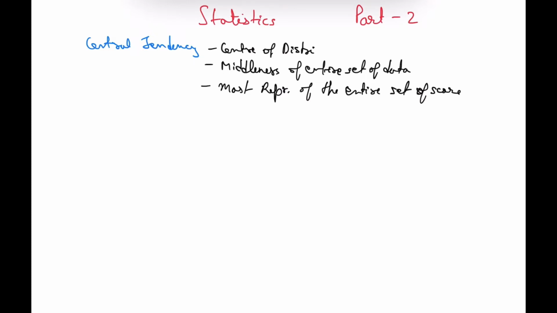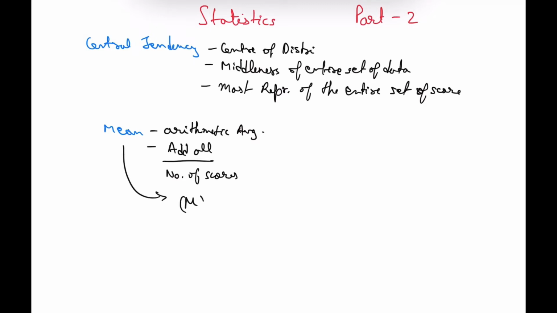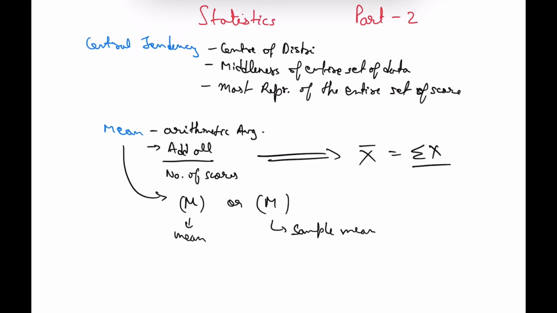Now let's talk about mean. What is mean? Mean is the arithmetic average. It is when we add all of the scores and then divide by the number of scores. It is represented by mu or by capital M. We can say mean, and this can refer to the sample mean. So the formula can be x bar equals sigma x by n. Sigma is the summation of all the values, n refers to the total number of scores, and x bar is the mean.